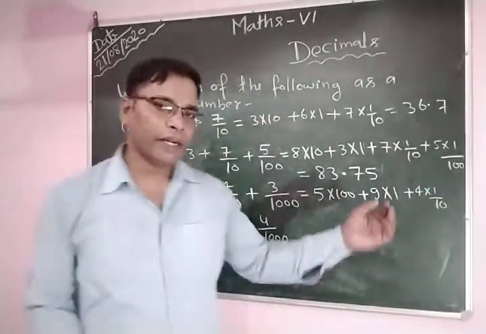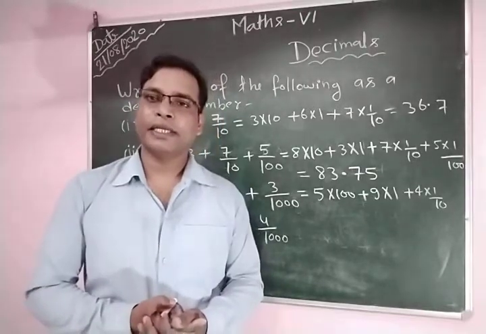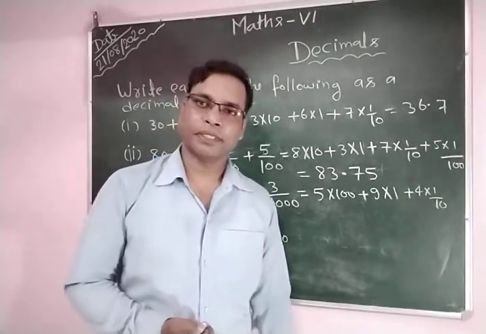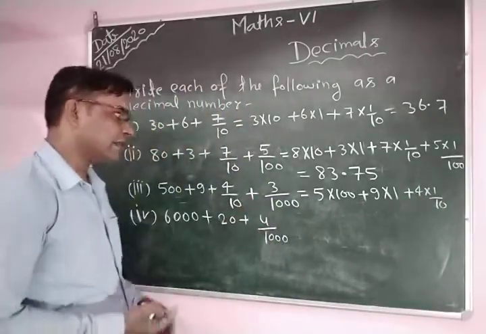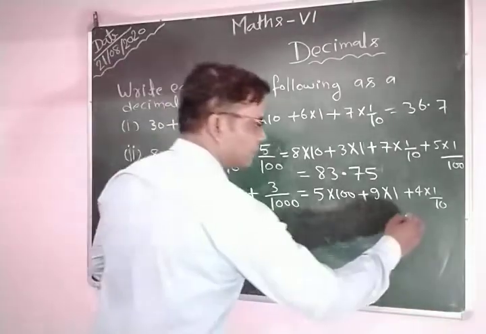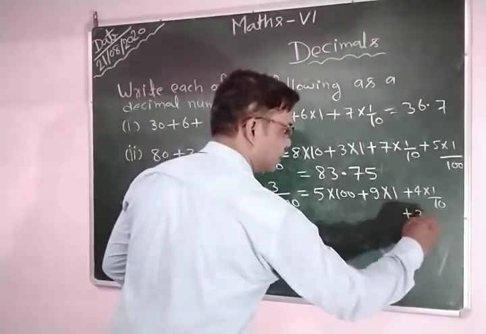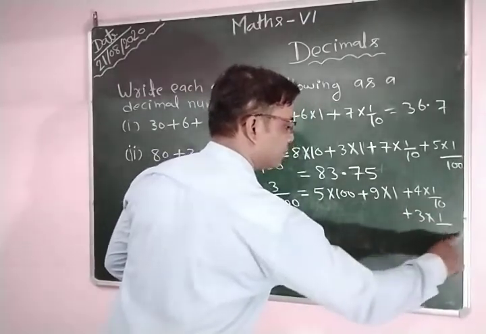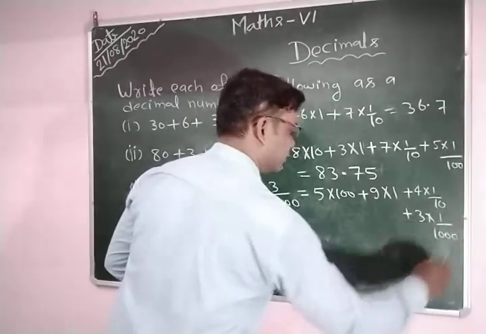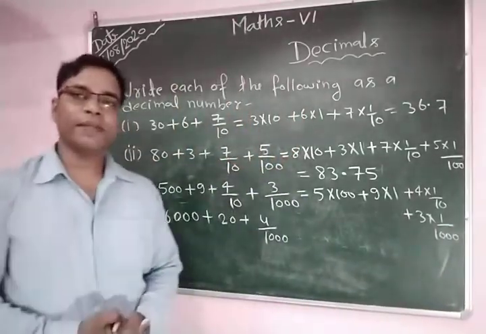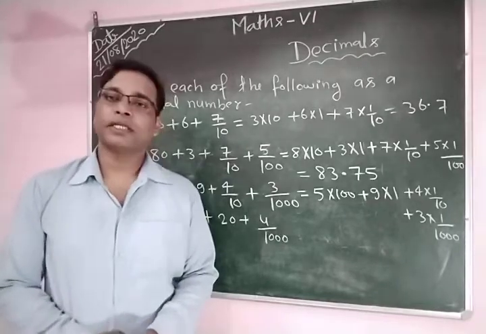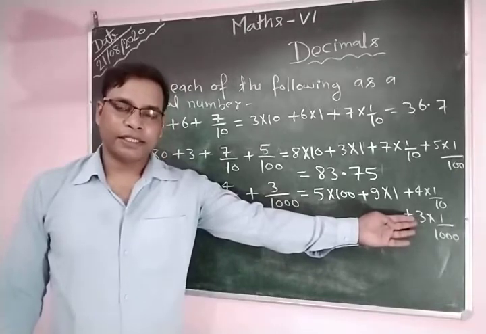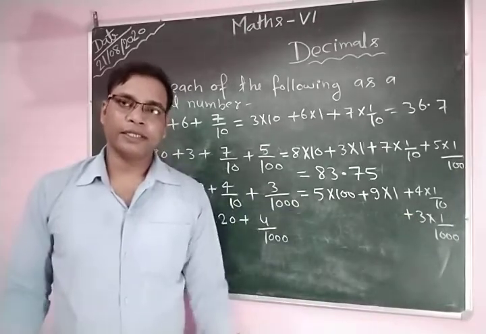So this 1 by 10 represents the tenths place. It means that this 4 is at the tenths place. Now after this is 3 by 1000. 3 by 1000 means you can write 3 into 1 by 1000. So 1 by 1000 represents which place? Thousandths place. It means that the digit 3 is at the thousandths place.